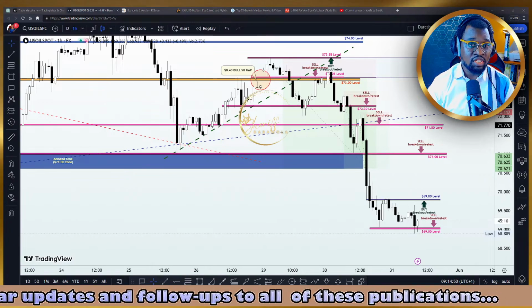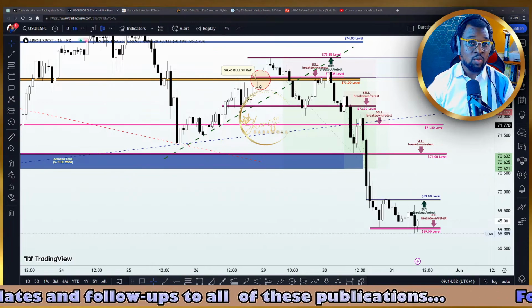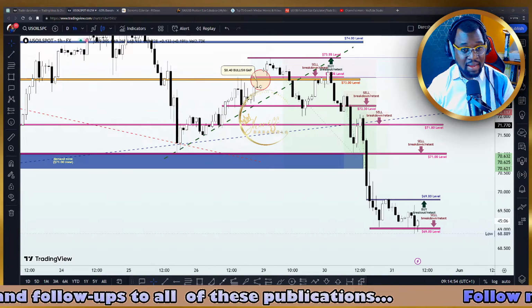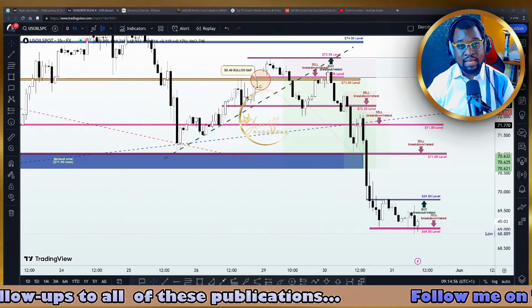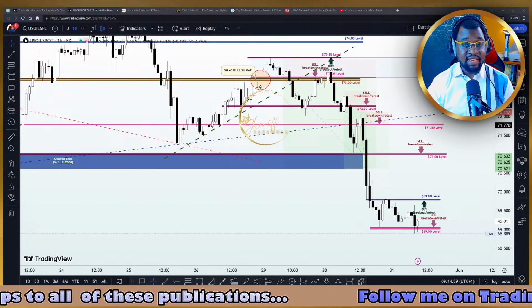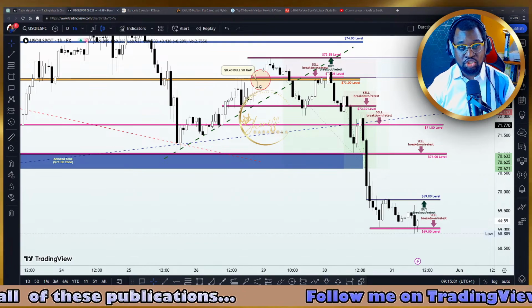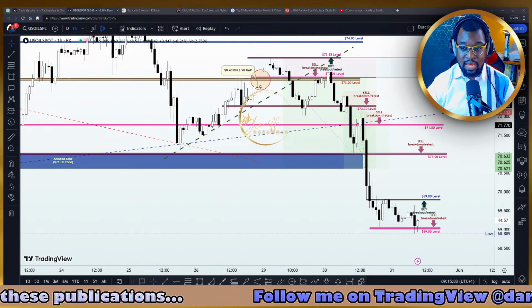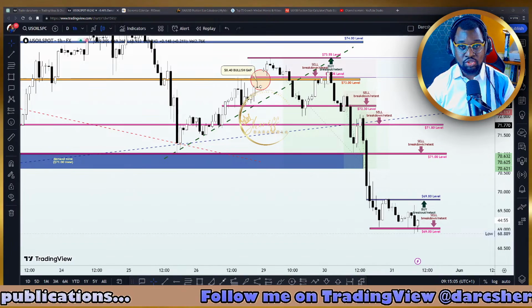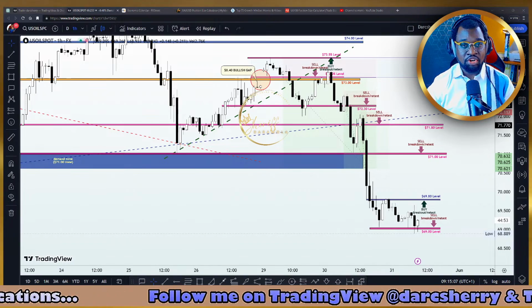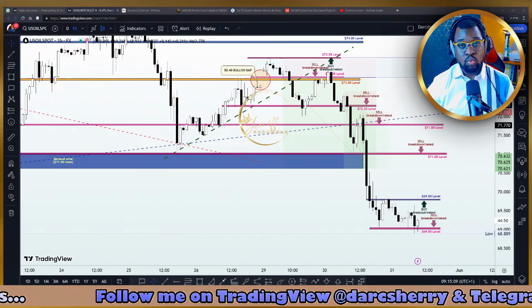So we are going to be running into the details on that one and how we intend to manage the existing running position and at the same time identify potential trading opportunities ahead of the New York and London session today. And for those who are joining us for the first time, you are highly welcome.